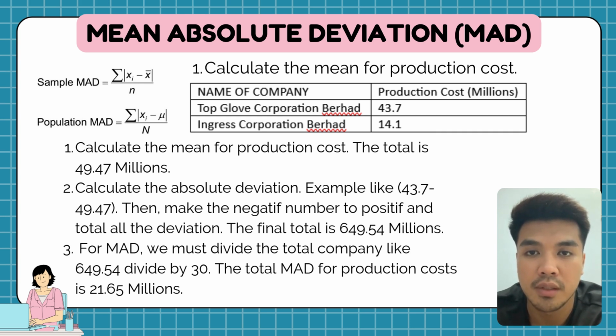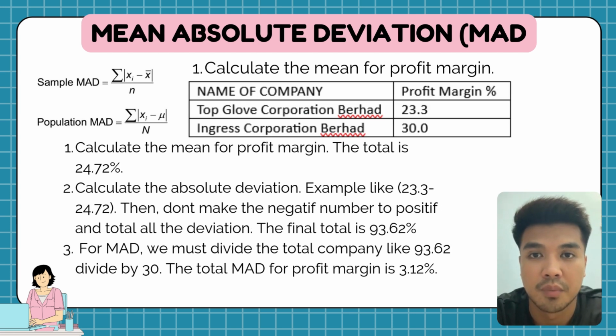Thirdly, for MAD, we must divide by the total number of companies, like 649.54 divided by 30. In the end, the MAD for production cost is 21.65 million. MAD for profit margin. The mean for profit margin is 24.72%. The absolute deviation for profit margin is 93.62%. In this part, we don't need to make the negative numbers positive. We just calculate as usual.